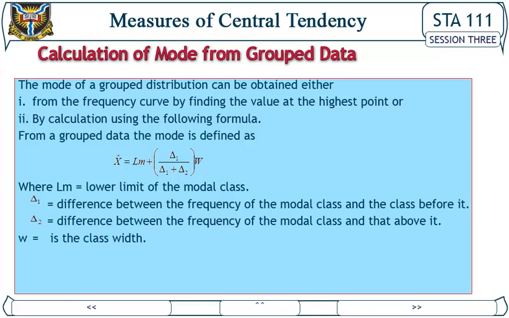Calculation of mode from grouped data. The mode of a grouped distribution can be obtained either 1. from the frequency curve by finding the value at the highest point, or 2. by calculation using the following formula. From a grouped data, the mode is defined as, where Lm is equal to lower limit of the modal class, Delta 1 is equal to difference between the frequency of the modal class and the class before it, Delta 2 is equal to difference between the frequency of the modal class and that above it, W is the class width.